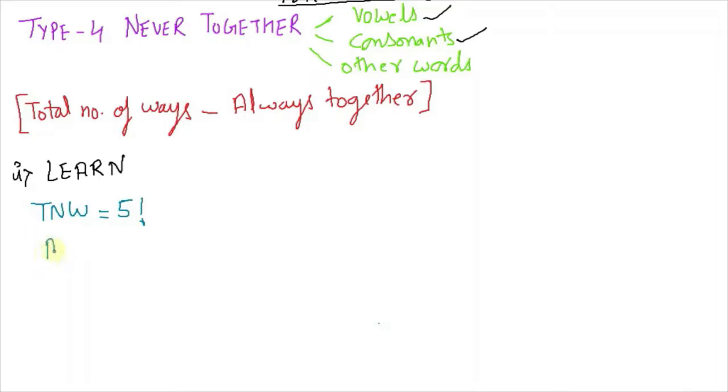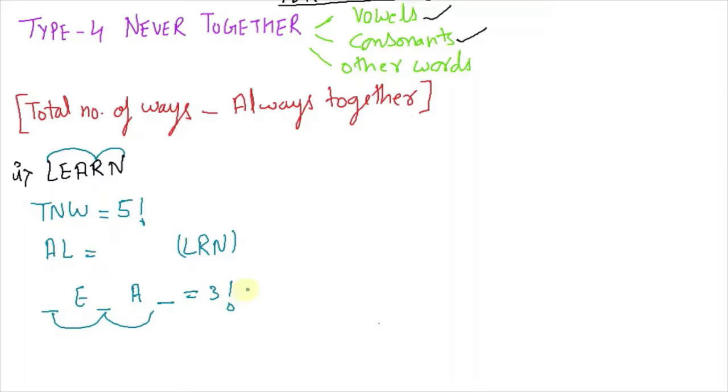Now for always together, we will write consonants together here, and the consonants are L, R and N. Then write the remaining letters, that is E and A. Number of spaces to fill these words is 1, 2, 3, which means 3 factorial ways, into L, R and N can be arranged in 3 factorial ways.